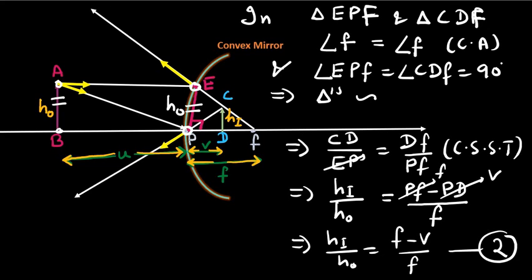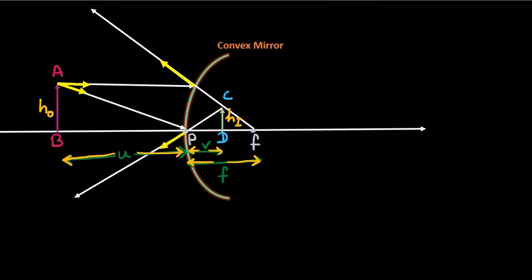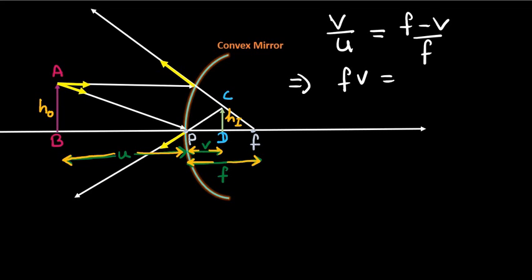In equations 1 and 2, the left hand side is HI by HO, and since the left hand sides are equal, the right hand sides must be equal. Now equating the right hand sides of equations 1 and 2: equation 1's right hand side is v by u, and equation 2's right hand side is f minus v by f. On cross multiplying, we will get fv is u times (f minus v). Now, until this it is okay.